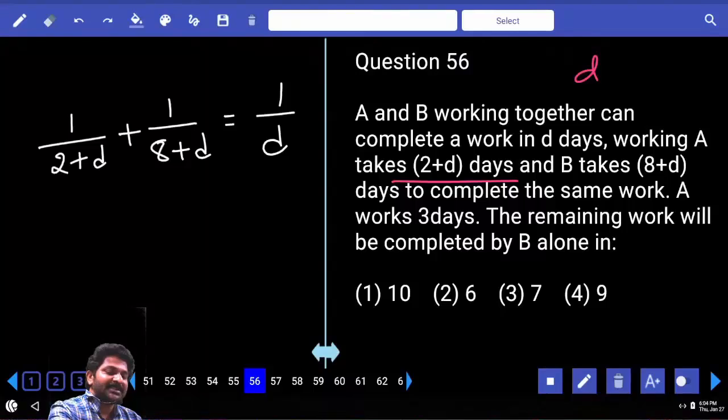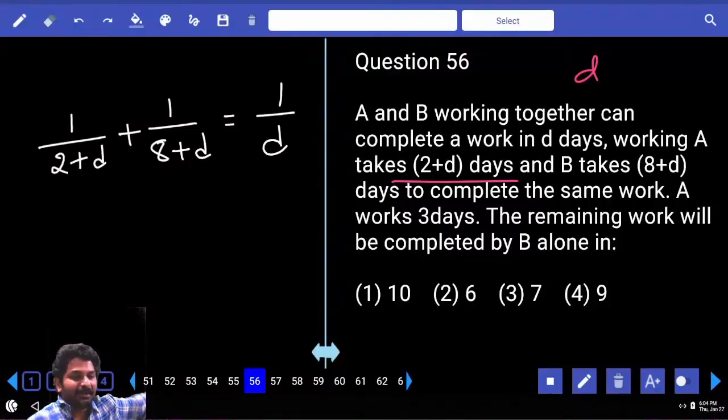Suppose your question is about finding the value of D. The D value is in the options, so you can directly substitute the options into the left hand side and right hand side and make sure. But it is not a question about D, it is about something else. So you definitely need to guess the value.